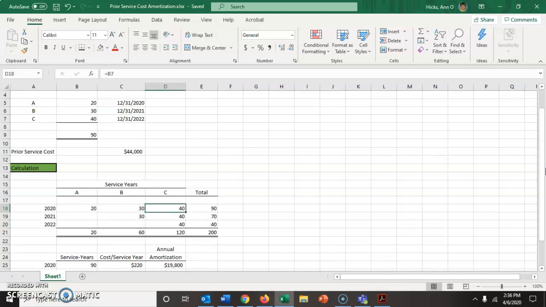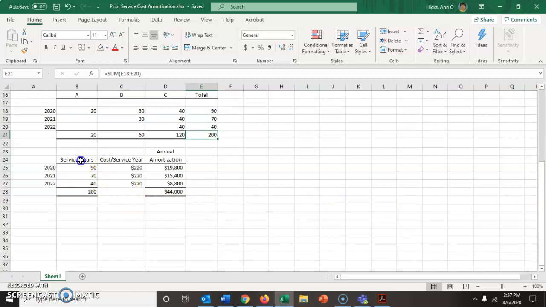And then lastly, we have Group C that is not retiring for 3 years. So there's 40 years represented by the 40 employees for each of the 3 years in question. So in 2020, we effectively have 90 service years being worked. In 2021, we have 70, and in 2022, we have 40, for a total of 200 service years. In the next schedule, I'm going to calculate the amount of amortization each year.